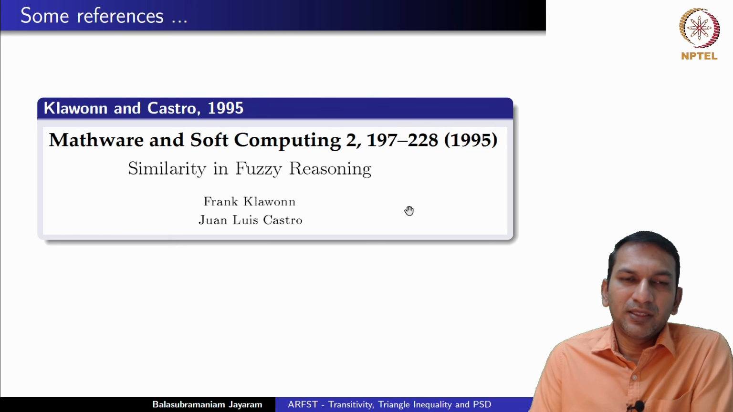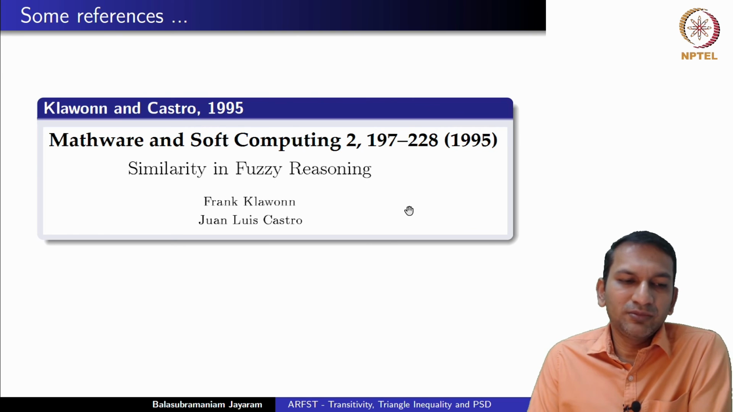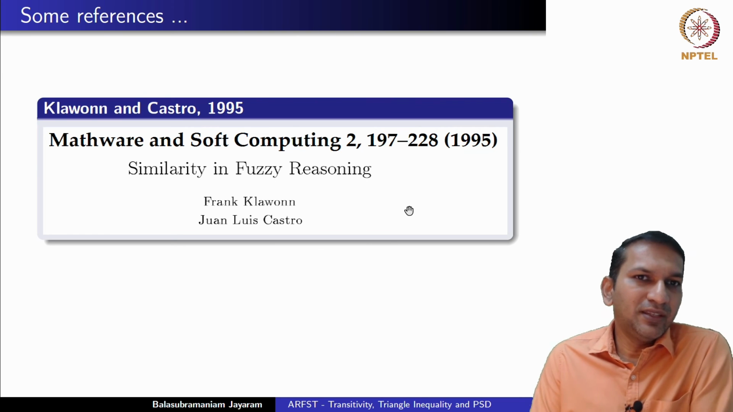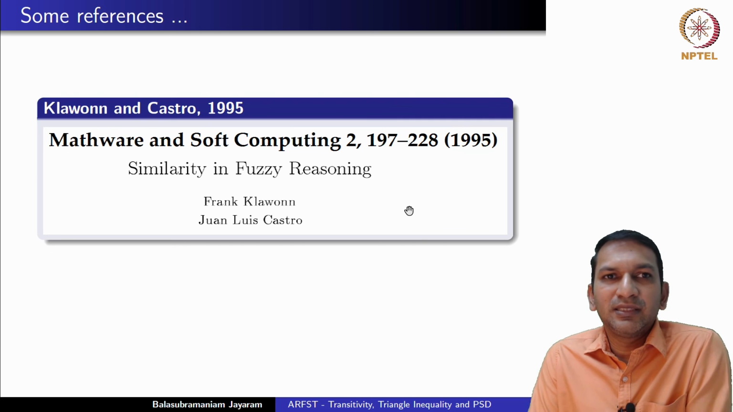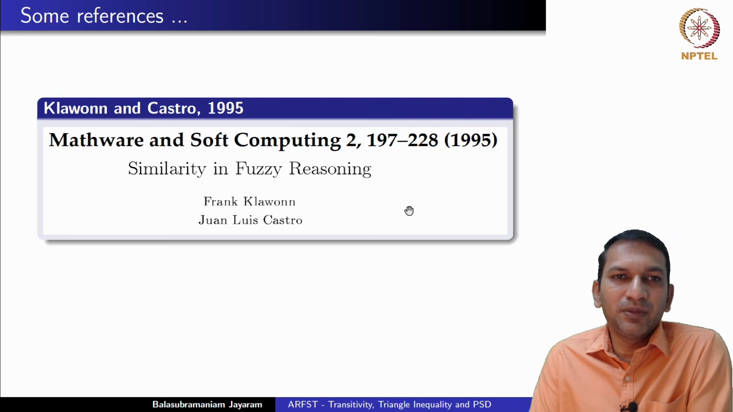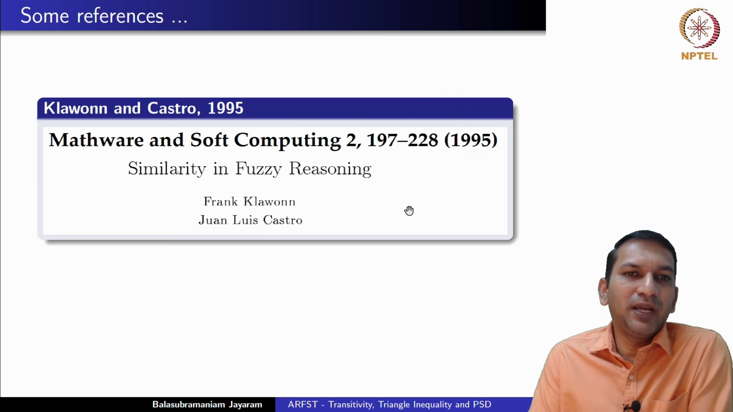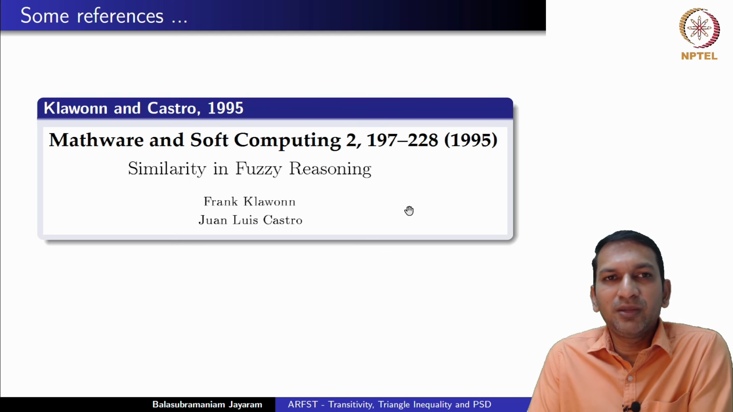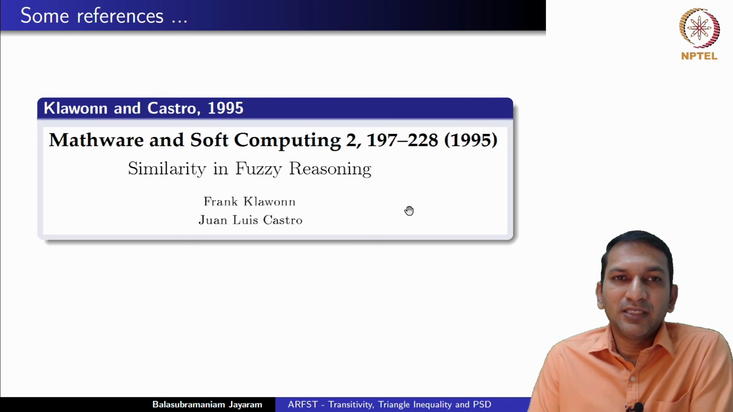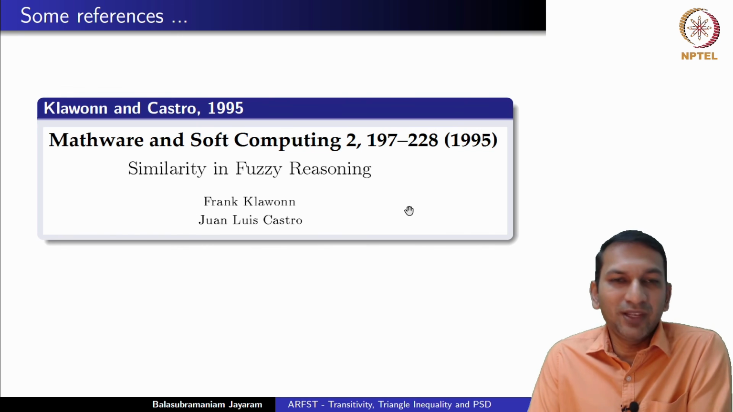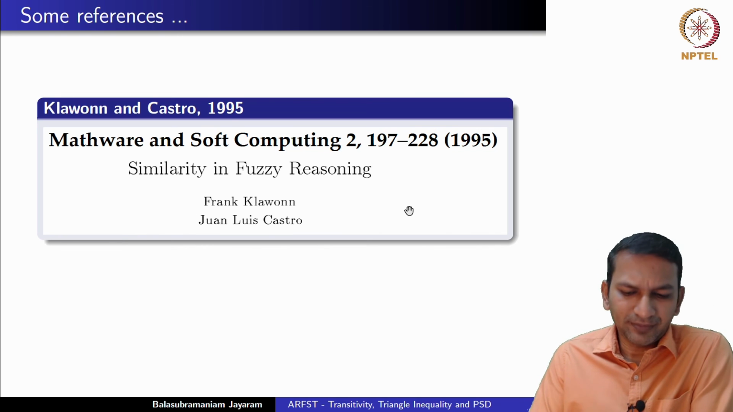This is the paper by Klawonn and Castro back in 1995, wherein they had shown that the relation EM that we have come up with, as the infimum of the bi-implication obtained from the Gödel implication, is actually TM transitive, which was shown later on to be also a reflexive kernel by Moser.